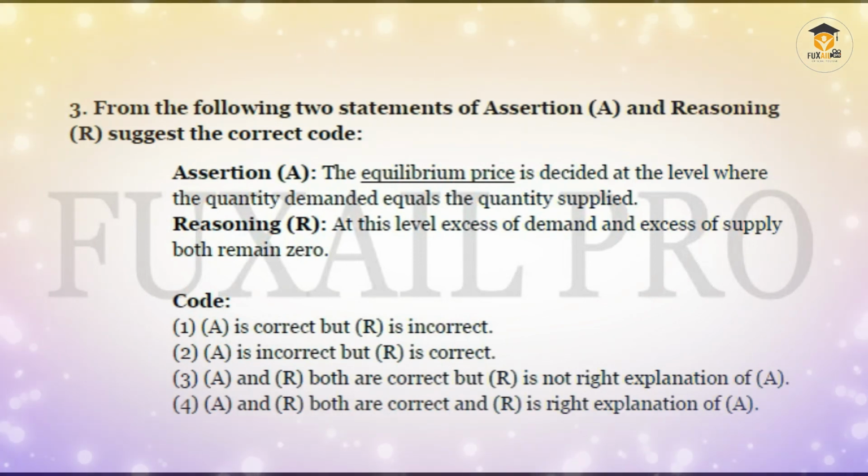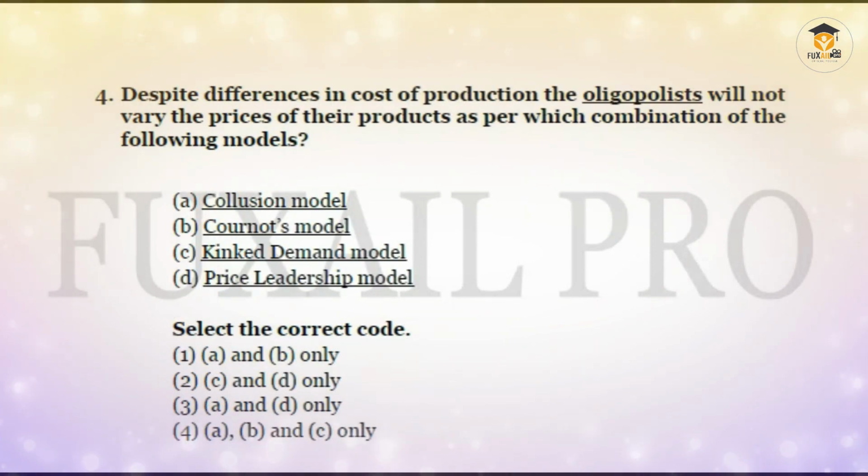4. Despite differences in cost of production, the oligopolists will not vary the prices of their products as per which combination of the following models: A. Collusion model. B. Cournot's model. C. Kink demand model. D. Price leadership model. Select the correct code. 1. A and B only. 2. C and D only. 3. A and D only. 4. A, B and C only.